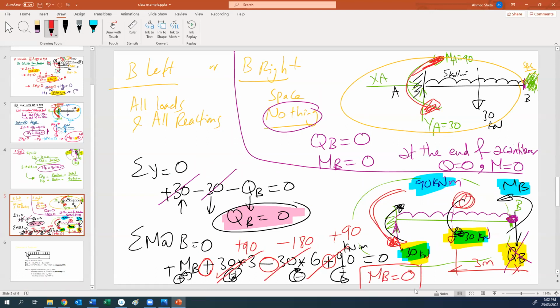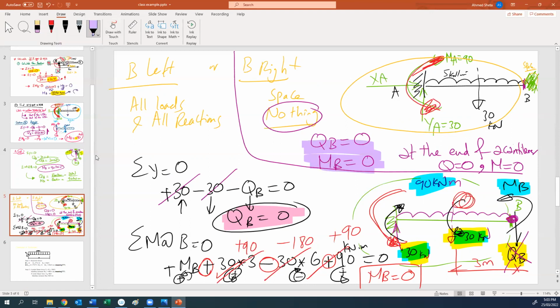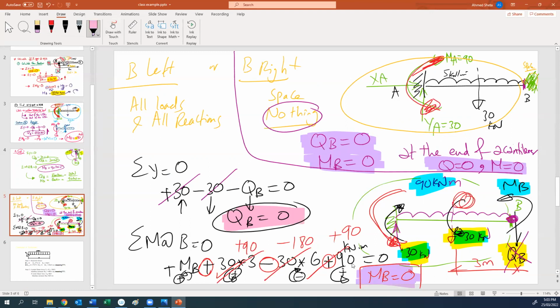Okay. So finally, we know that without all this calculation, at the end of the beam, the shear and the moment should be 0. But if you want to make sure, or if you want to try it yourself, I include all the loads. So we finally get QB equal to 0 and MB equal to 0. Okay. Do you have any problem with this example?